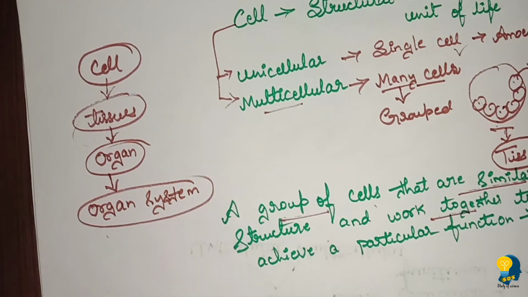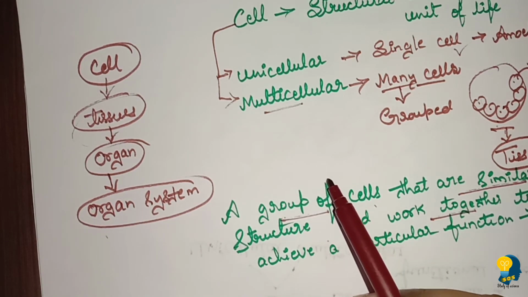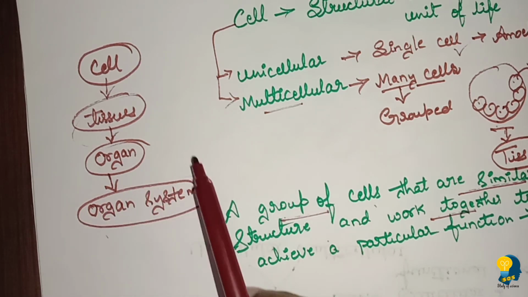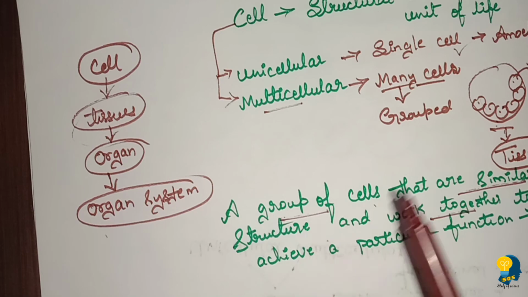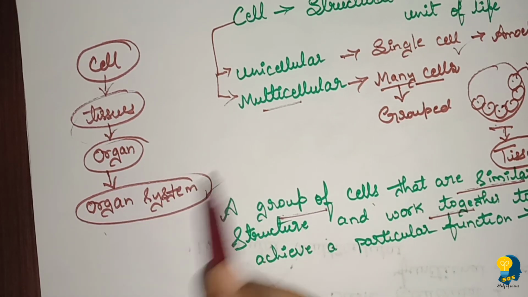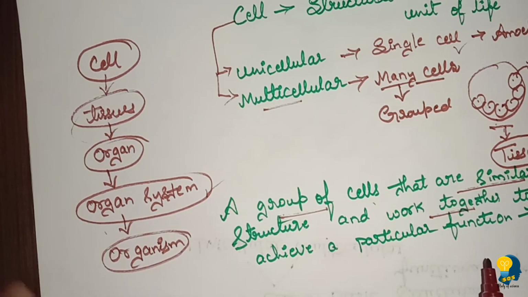What do you mean by organ system? The system which consists of different organs. Which are the different organs? The stomach, the liver, the brain, the intestine, the heart, the kidney, right? These are the different organs. So these organs group together to form the organ system, and this whole organ system now forms an organism. So these are the different levels of organization.